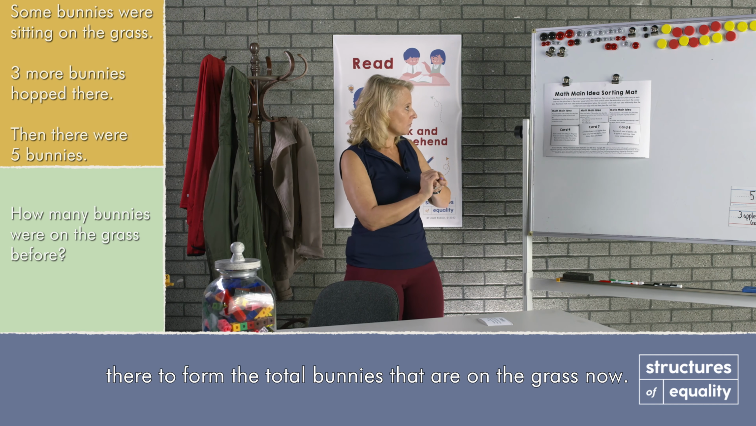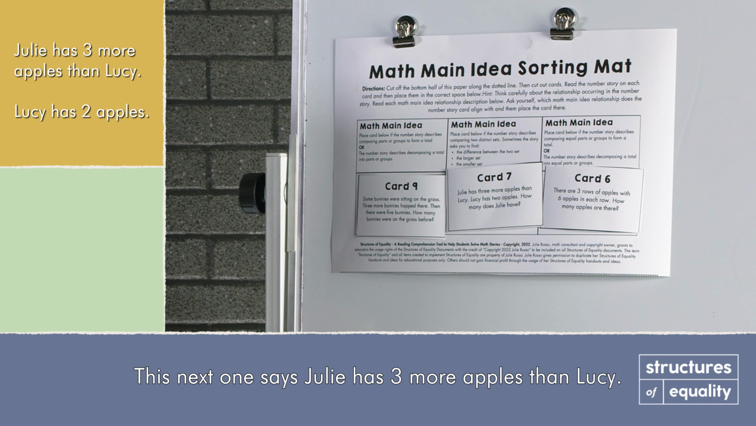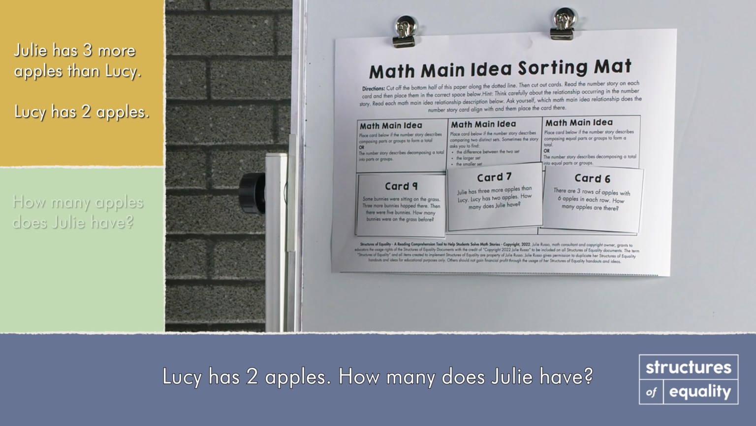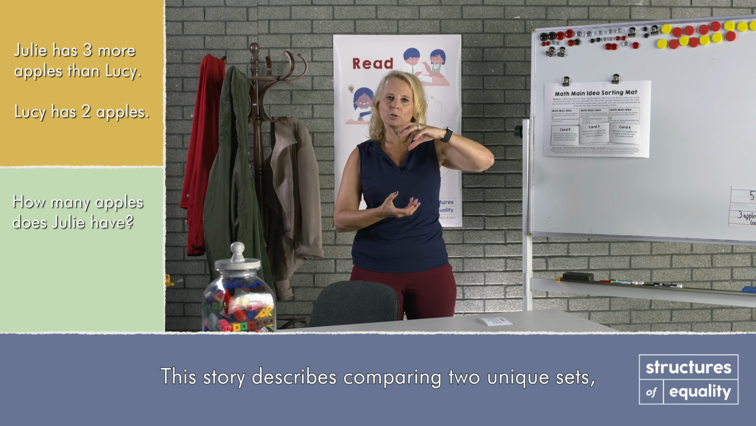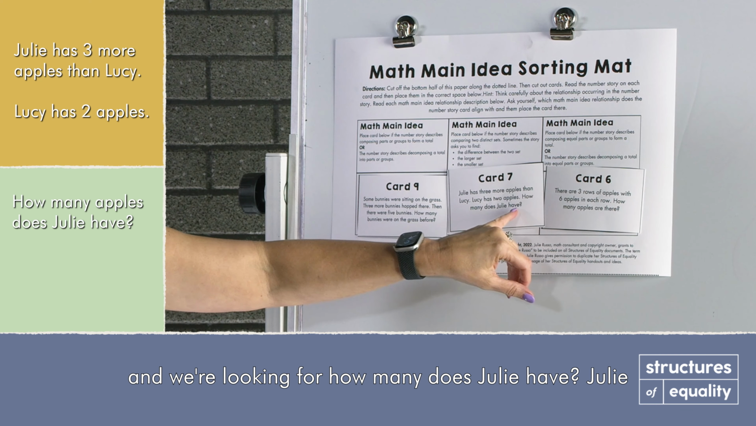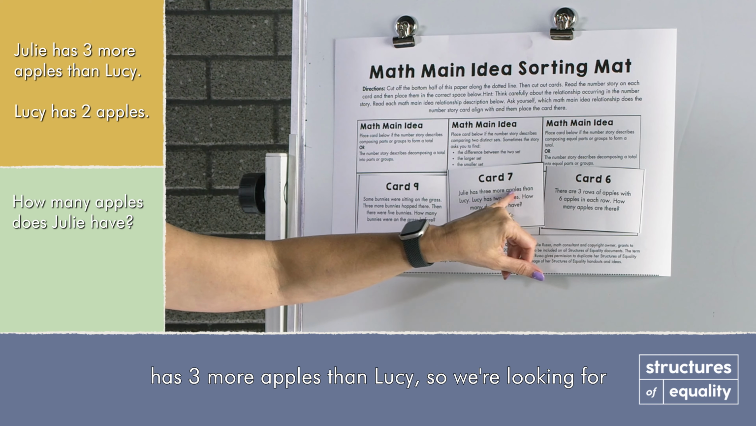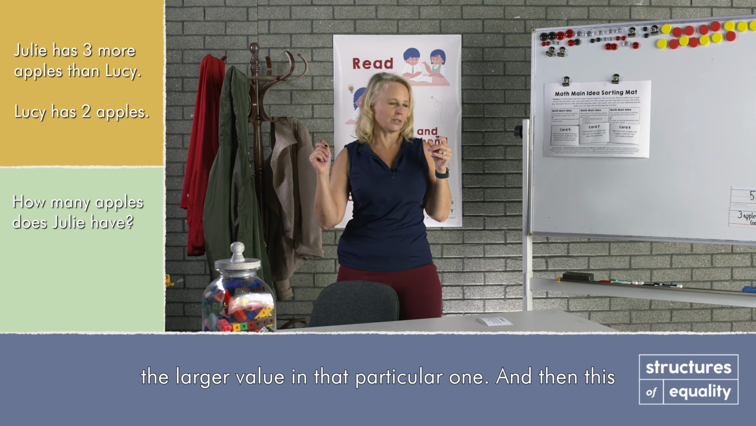This next one says, Julie has 3 more apples than Lucy. Lucy has 2 apples. How many does Julie have? This story describes comparing 2 unique sets, and we're looking for how many does Julie have. Julie has 3 more apples than Lucy, so we're looking for the larger value in that particular one.